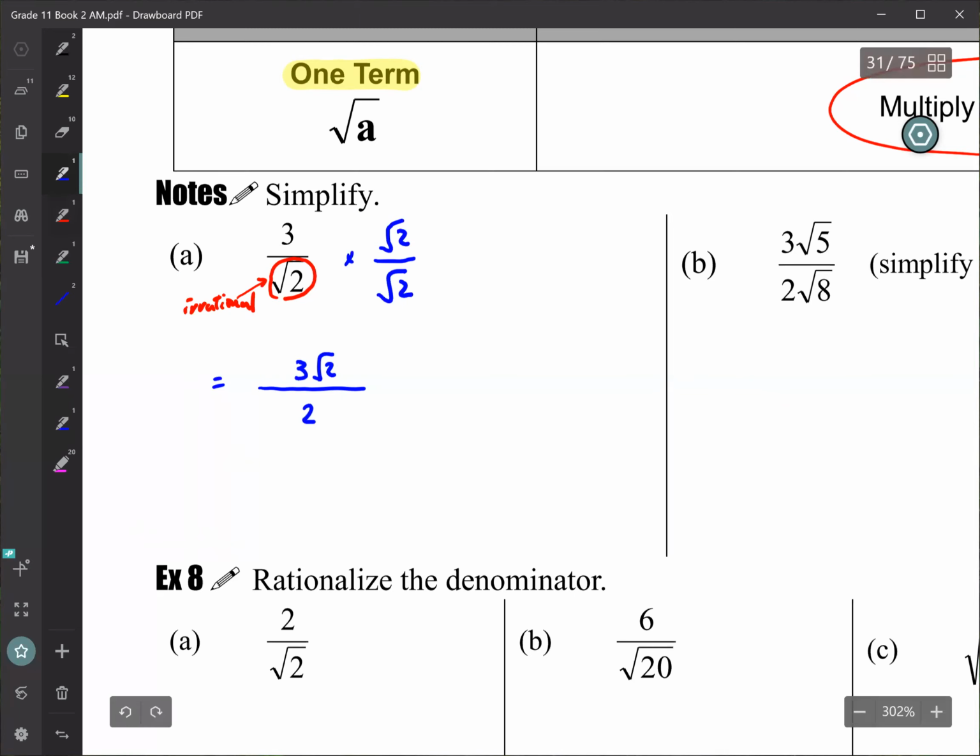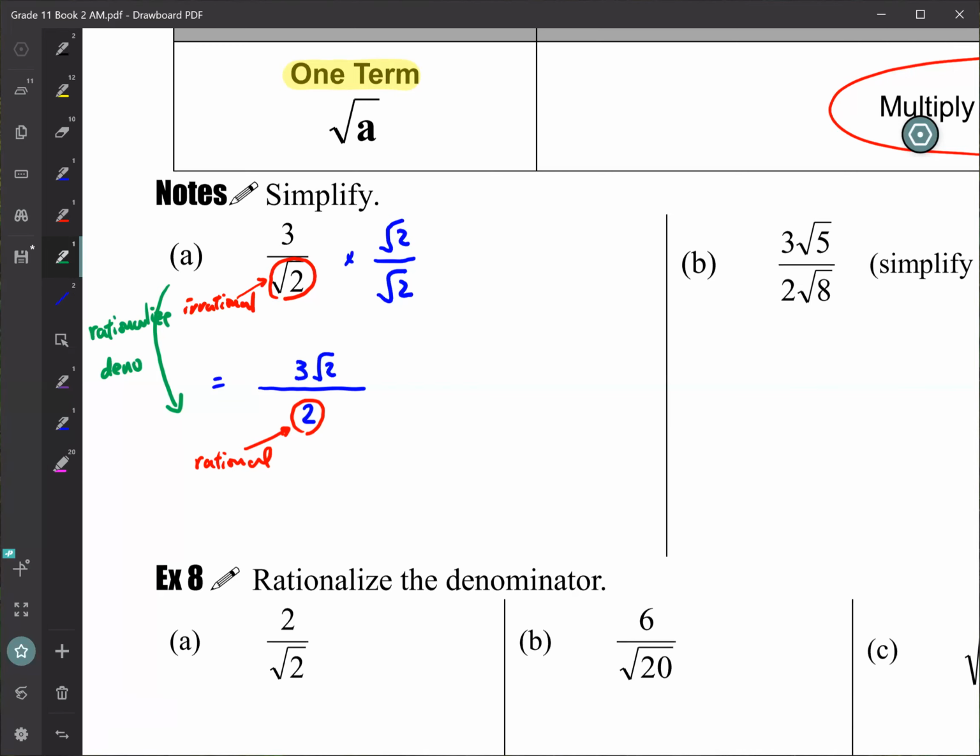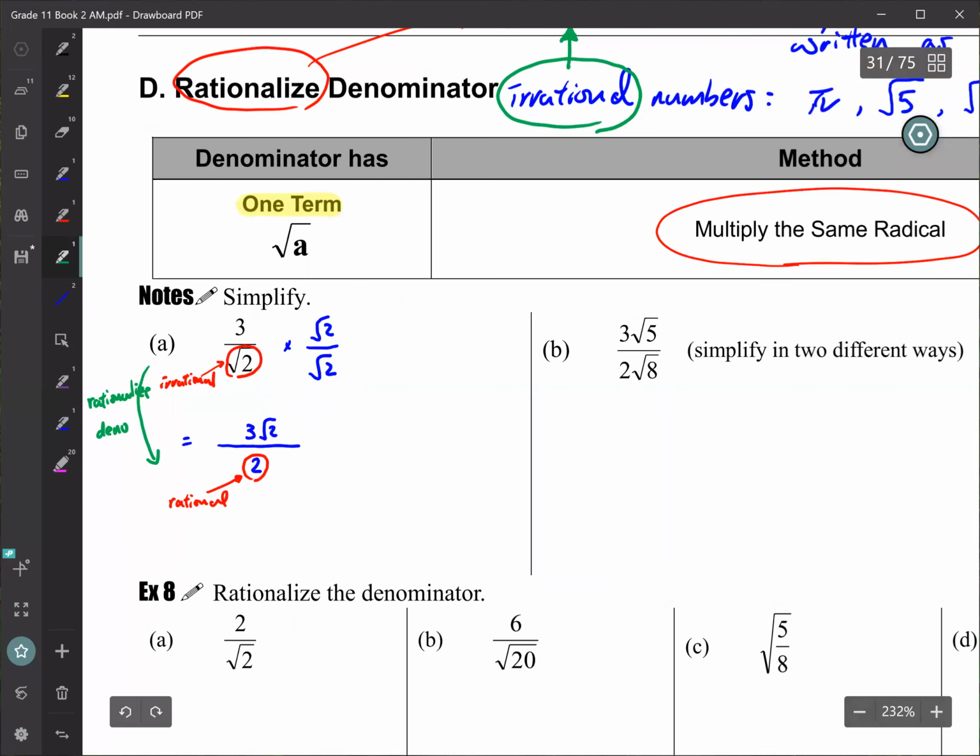Okay, so now if you look at the denominator, it used to be irrational, now it's rational. So this process is called rationalize the denominator. Understand that's why we call this rationalizing the denominator. So let's look at question B.